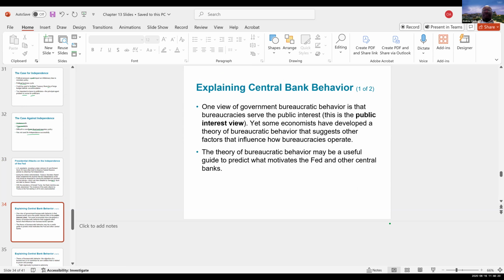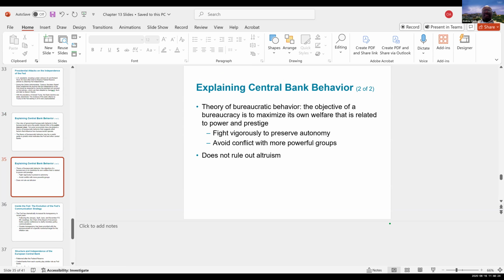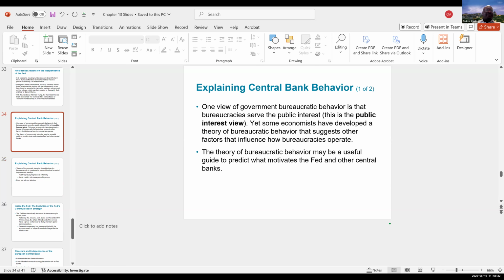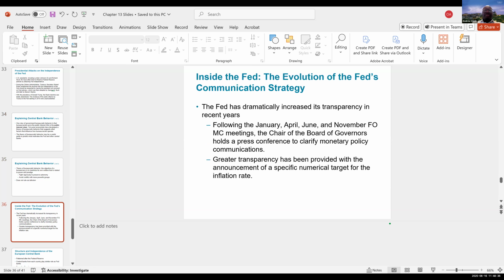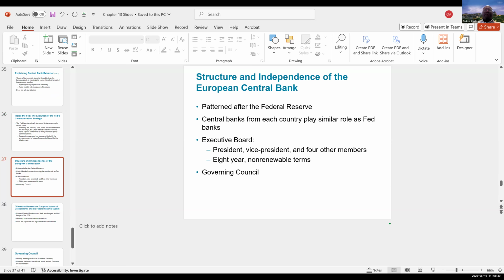So I told you that the theory of bureaucratic behavior, you can skip this slide, because you need to talk about public policy, which we have not talked about. The theory of altruism, you're going to skip slides 34 and 35, and that's not going to be part of what I test you on. Okay. Then we're going to go straight to the structure and independence of the European Central Bank. Okay. What about the ECB?